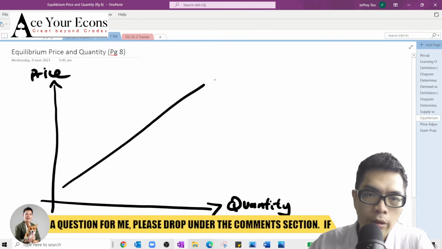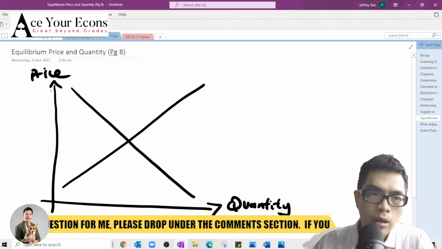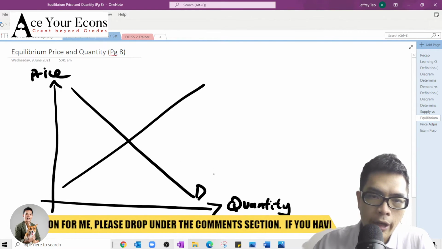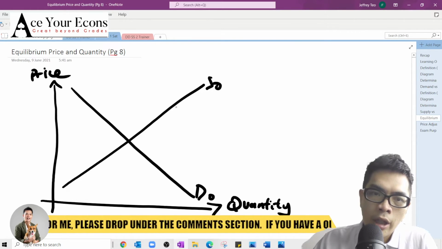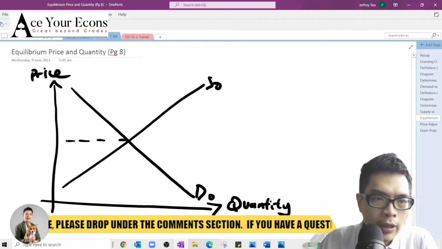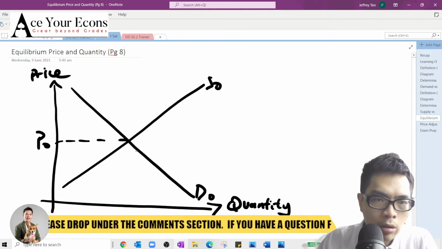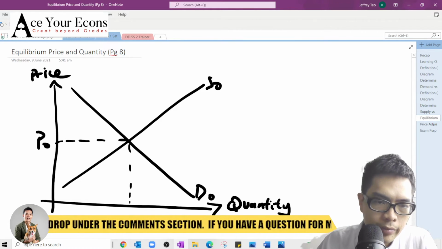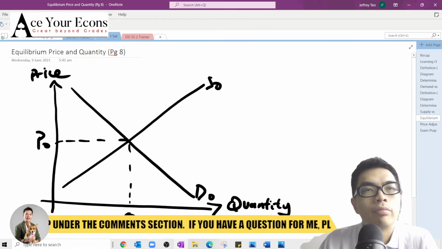So let's put them together. Label your diagram. Show your equilibrium price and quantity properly. P0, Q0.